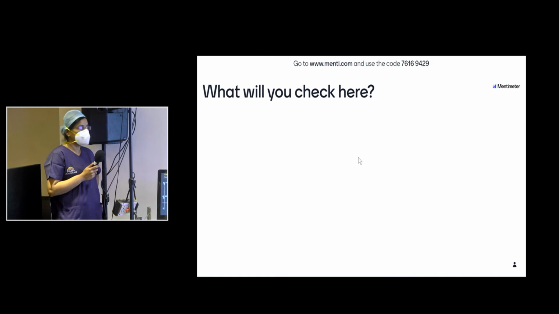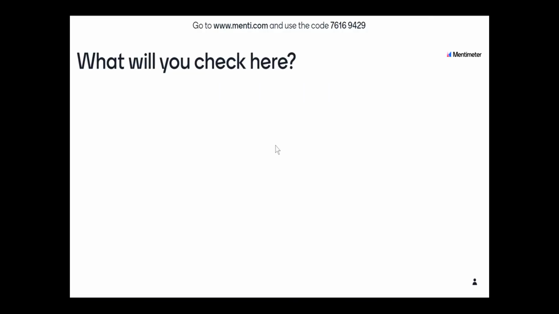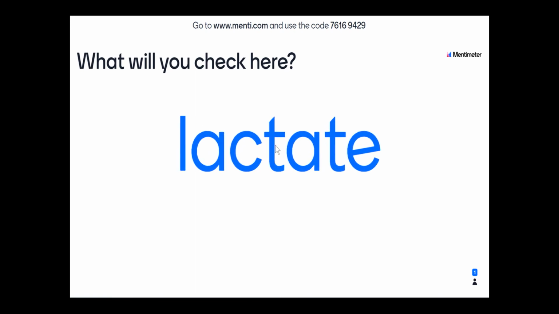So what will you check here? We have put this patient on a peripheral VA ECMO. So what are the problems we encounter putting this patient on a peripheral VA ECMO? That is what we are going to deal with here.